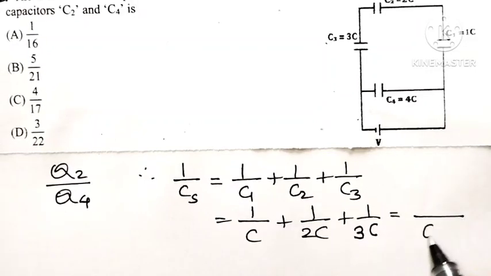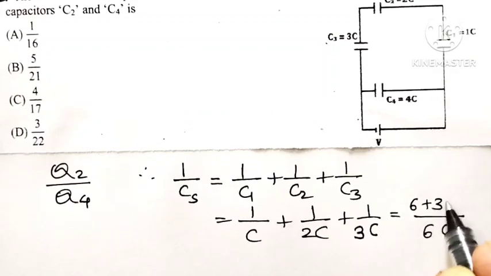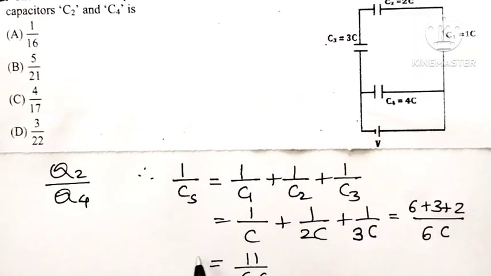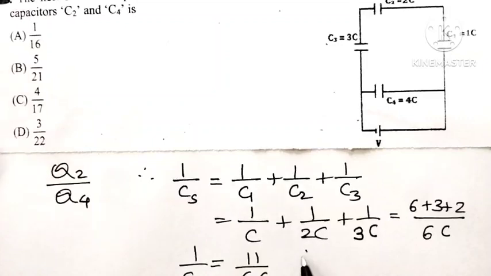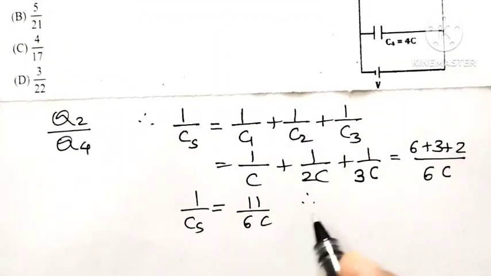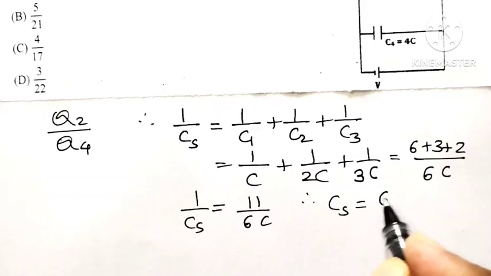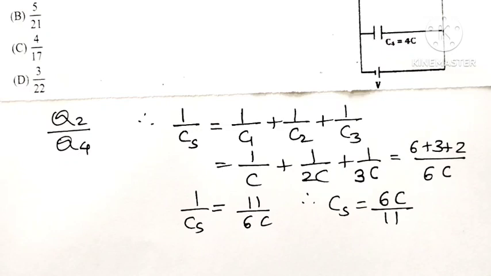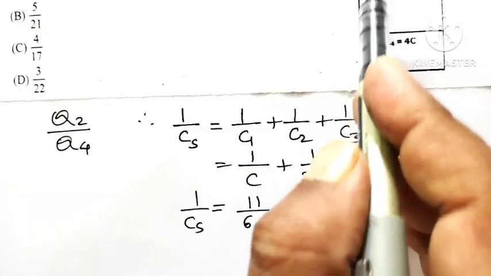here the LCM is 6C, so it is 6 plus 3 plus 2. So 6 plus 3 is 9, plus 2 is 11. 11 divided by 6C is 1 upon Cs. Therefore 1 upon Cs is 11 upon 6C, therefore Cs is equal to 6C divided by 11. Now remember that Cs is equal to 6 by 11 C.